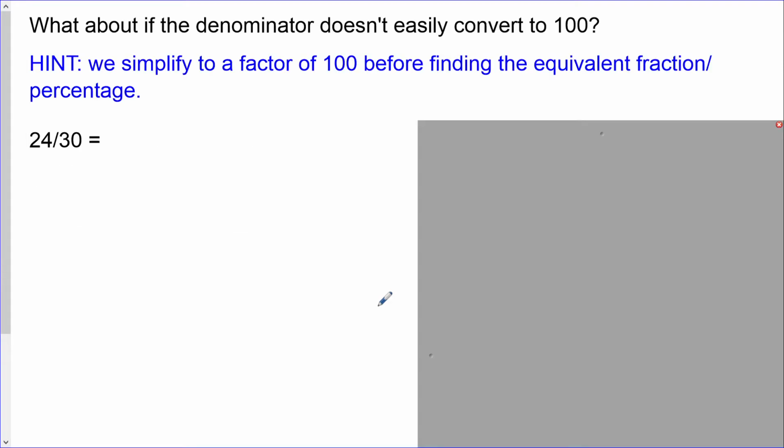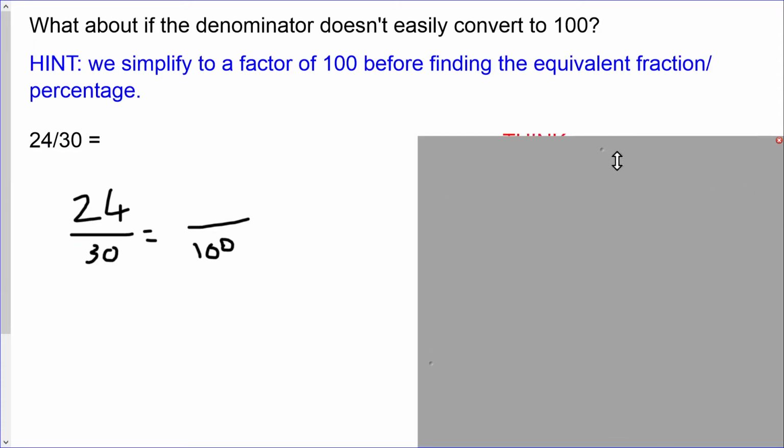So let's carry on looking now. What about, and this is the last thing we're going to look at today, what about if the denominator doesn't easily convert to 100? So let's have a look at this one here, 24 30ths. Now, I can't take 24 30ths and convert that 30 as a denominator to a denominator of 100 straight away, because I can't times 30 by anything to get to 100. So therefore I'm going to have to do an extra step here.